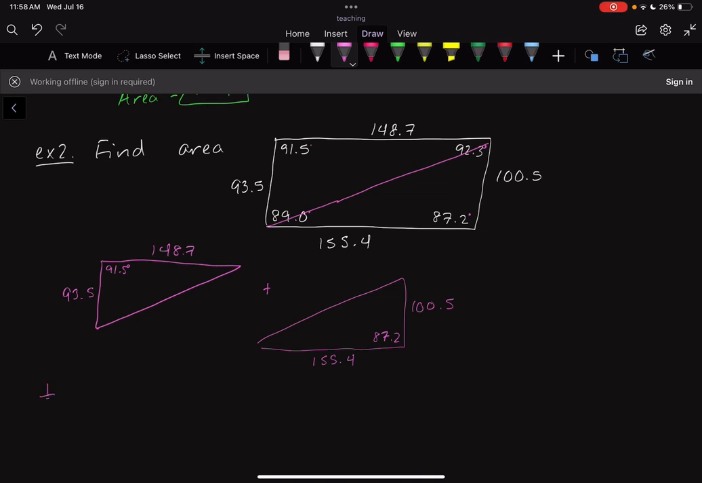So this one would be a half times 93.5 times 148.7 times sine of 91.5 degrees, plus, and then the other one would be a half times 155.4 times 100.5 times sine of 87.2 degrees. I'm just taking each one, finding the area separately, and then I'm going to add them together. So let me go ahead and do this in my calculator, see what I get.